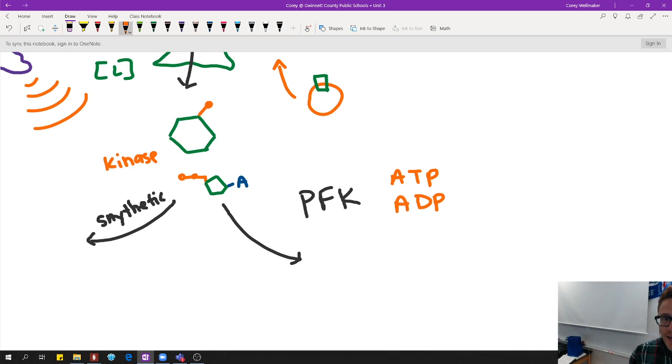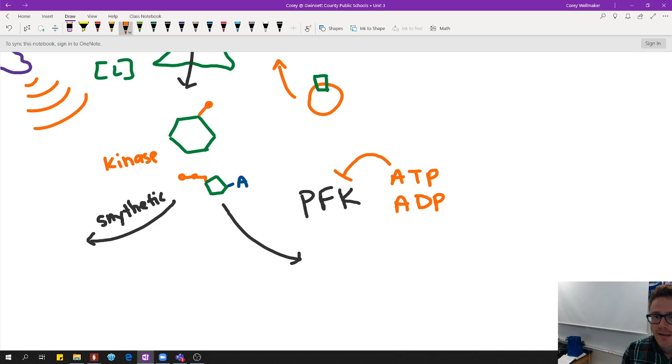So based off of that, hopefully it makes sense that ATP is going to allosterically inhibit phosphofructokinase. It's going to bind to a non-active site location. It's going to distort the shape of the enzyme, and it's going to make phosphofructokinase unable to catalyze the reaction that it's wanting to catalyze.